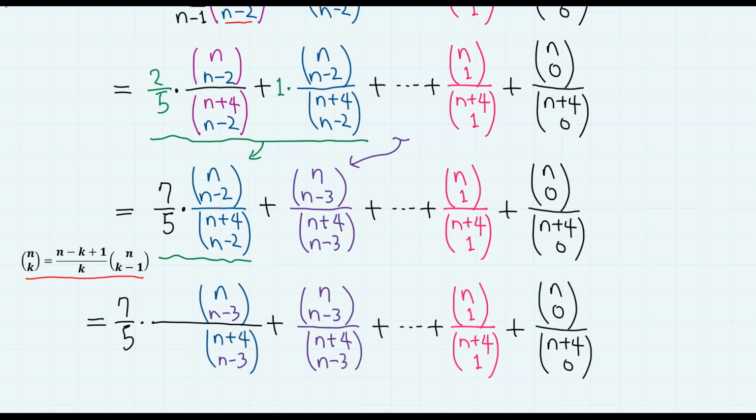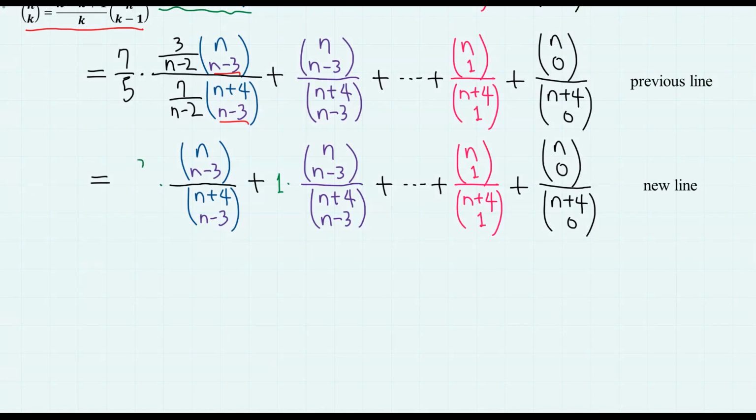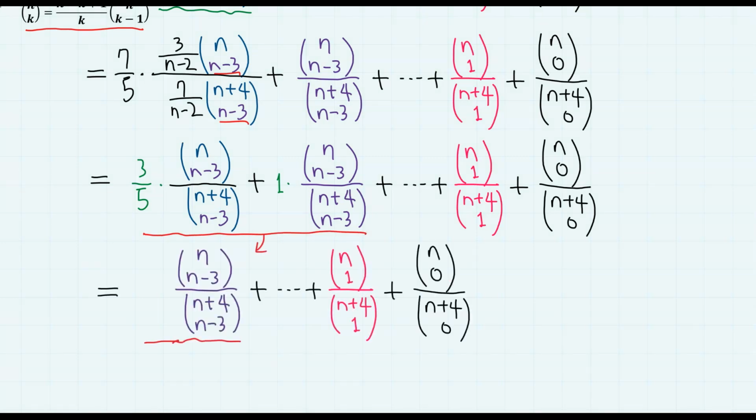We use the formula again to change this into n minus 3, which gives the multiplier 3 over n minus 2 here and 7 over n minus 2 here, which gives the multiplier 3 over 5 here. And if we add these two, now we have the multiplier 8 over 5.